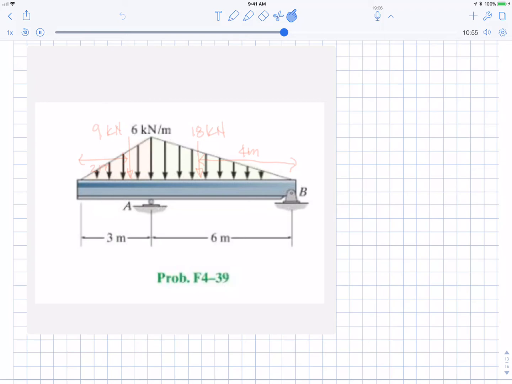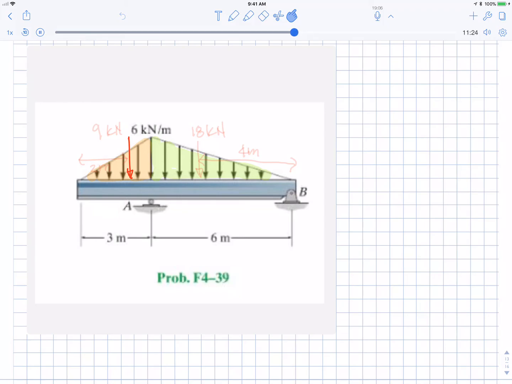I'm going to break this into two triangles. So we have this triangle on the left here, which I'm going to color orange, and we have this triangle on the right, which I'll color in green. Okay, you just have to remember the area of a triangle is 1/2 base times height, and its centroid is 2/3 of the length over, away from the pointy tip.